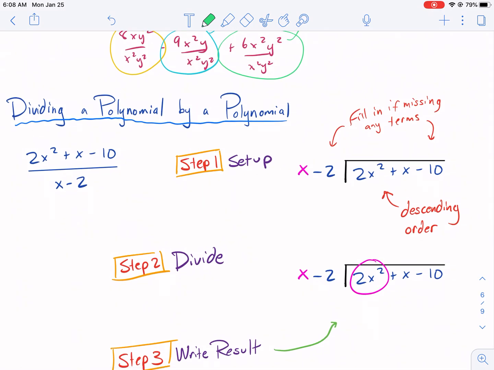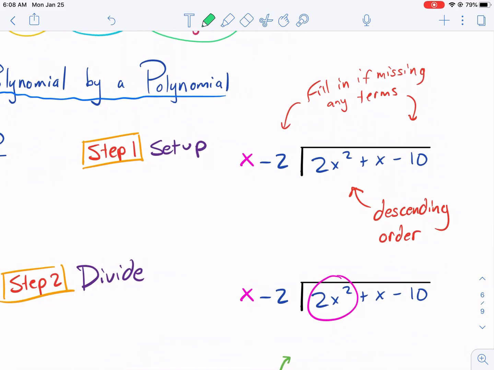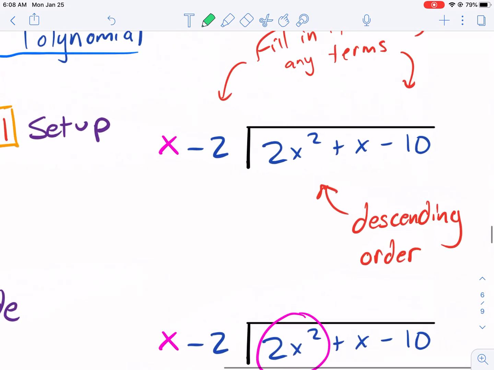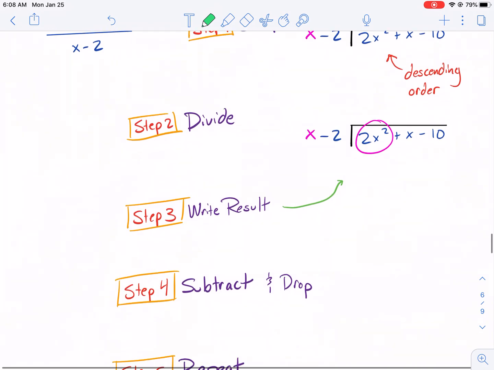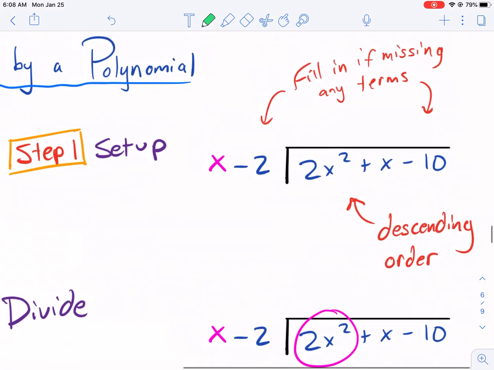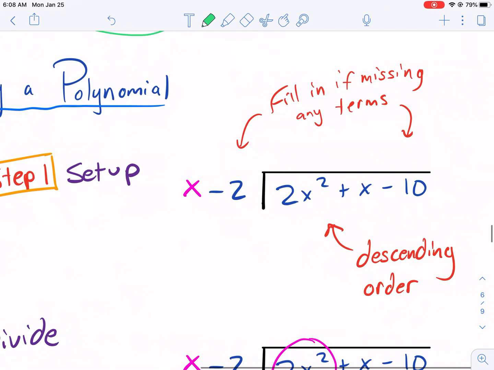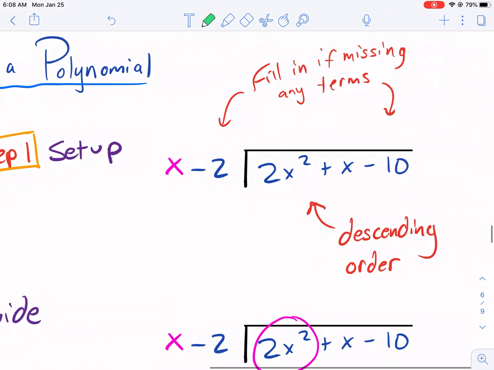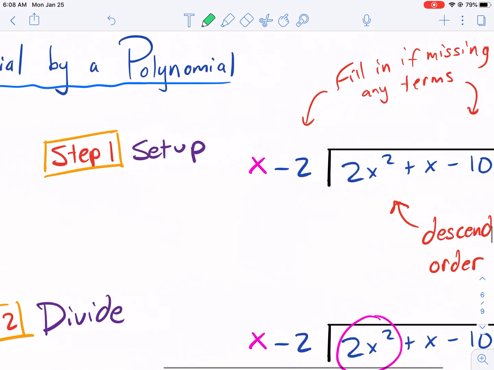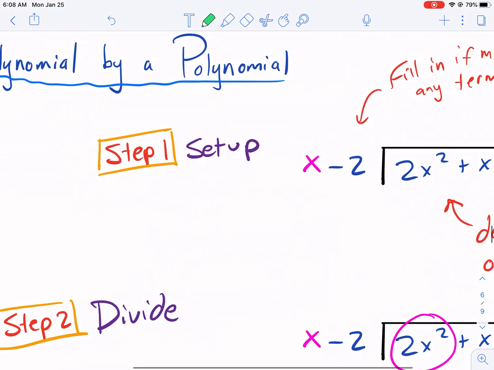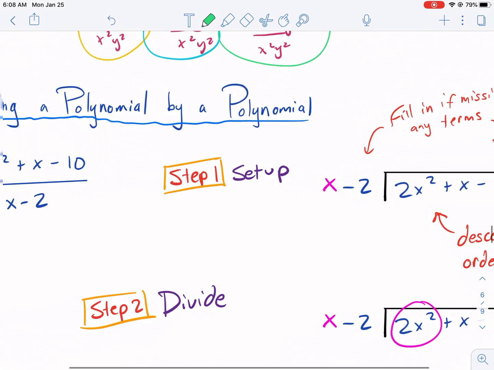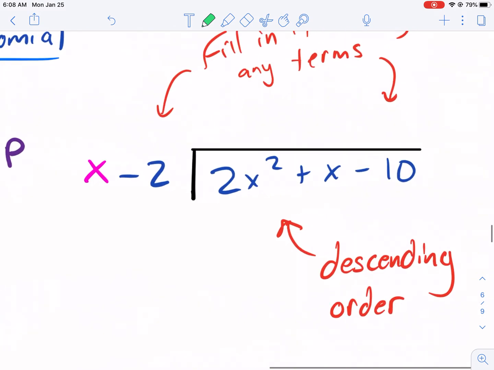This is one way. Synthetic division is another way. I'll talk about that in a different video, but today we're just doing normal division. I think it's easier to understand what it is we're doing from this setup. Okay, so step 1, it's a 5-step process, but step 1 is the setup. We put 2x squared plus x minus 10 inside the house. That's the one being divided. And then we have x minus 2, and that's the guy doing the dividing.